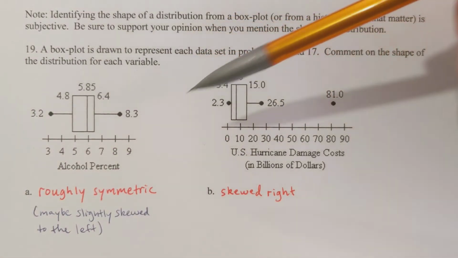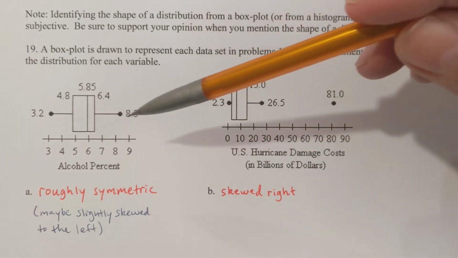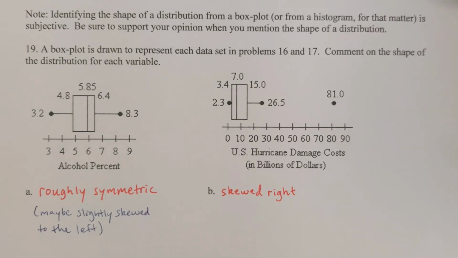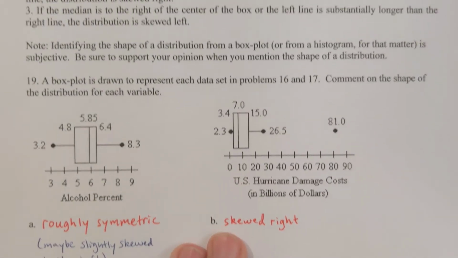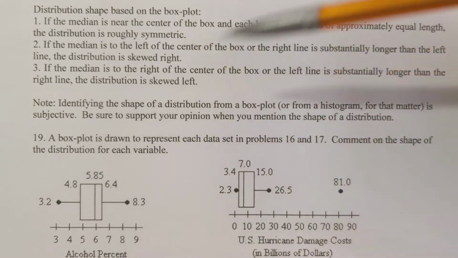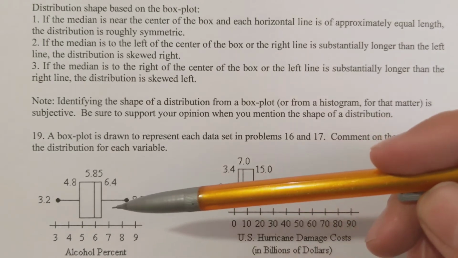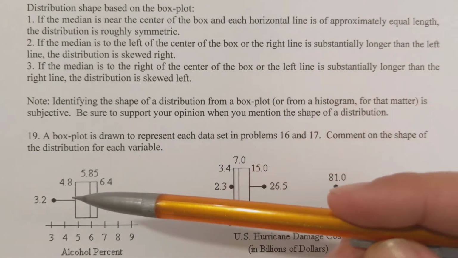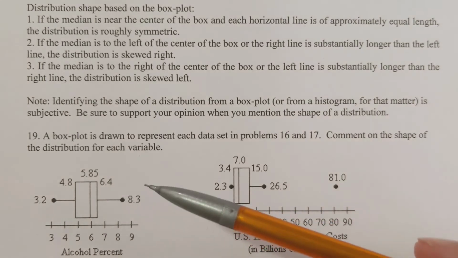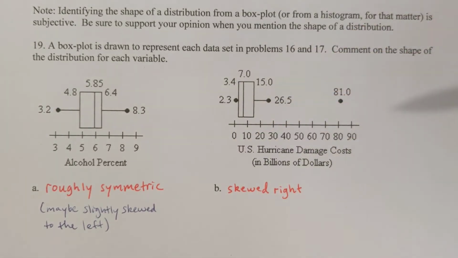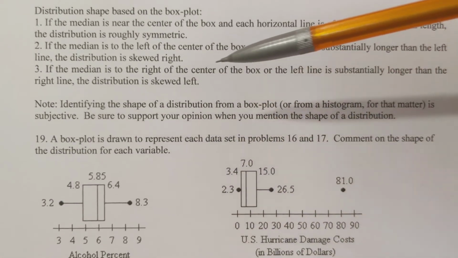Here's my 5-number summary. And of course, the box needs to be above the scale, and each whisker is drawn there in the center of the box. Okay, now how would I classify the shape of this distribution? Well, when I look at this box plot, it looks like the median, the vertical line there, is near the center of the box. It's a little to the right. Okay. Each line looks to be of approximately equal length. So I would say that the distribution would be roughly symmetric, maybe slightly skewed to the left, since the median is near the right side of the box.